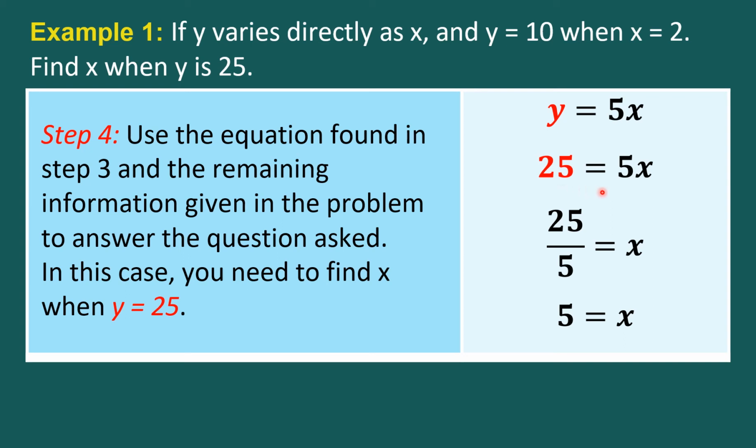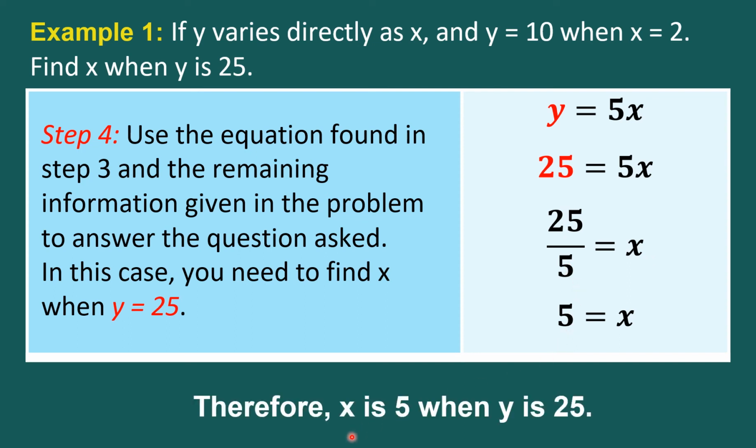So 25 equals 5x. Since we are solving for x, we need to divide both sides by 5. So 5x divided by 5 is x, and 25 divided by 5 is 5. Therefore, x is 5 when y is 25.